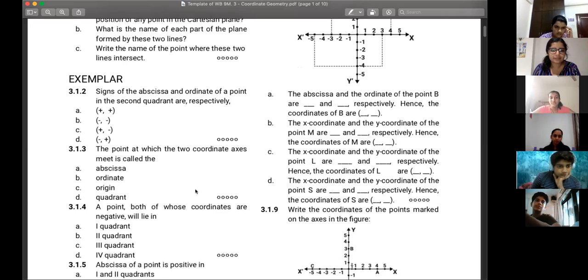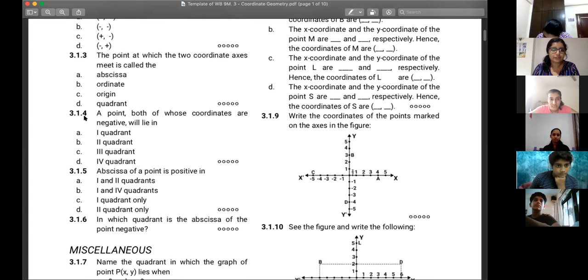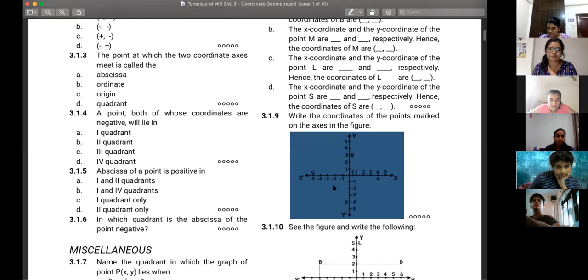Sujal, the point at which two coordinate axes, okay, this is a repeated one, right? Let's skip it. You take number 4. A point, both of whose coordinates are negative, will lie in which quadrant? Ma'am, the third quadrant. Absolutely right. Negative is third quadrant. X is also negative, Y is also negative.